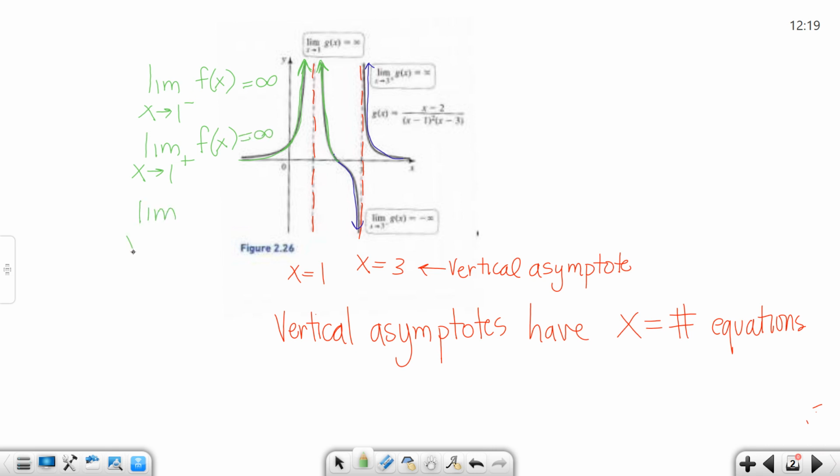So overall, if I looked at this limit as x approaches 1, I see that they match. They're both going straight up. So both going straight up means that this two-sided limit would also be infinity. Now let's look at the same thing with this 3 here.